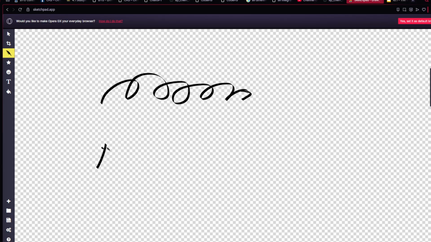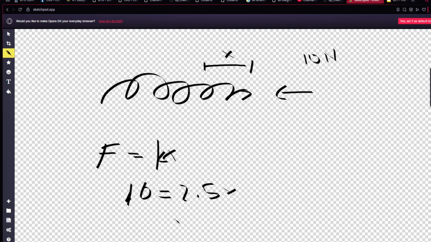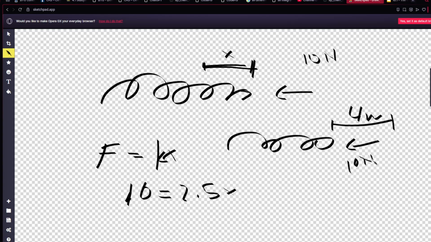Hooke states that the force you push onto the spring and the displacement you travel are going to be equal, but note that this will be at a settling point. Let's say I apply a 10 Newton force, and the spring constant is 2.5 newtons per meter, such that 10 equals 2.5x, and x will be equal to 4. So we should expect the spring to compress 4 meters, such that we have a 10 Newton force going this way. But note that this only happens when you let the spring settle out.